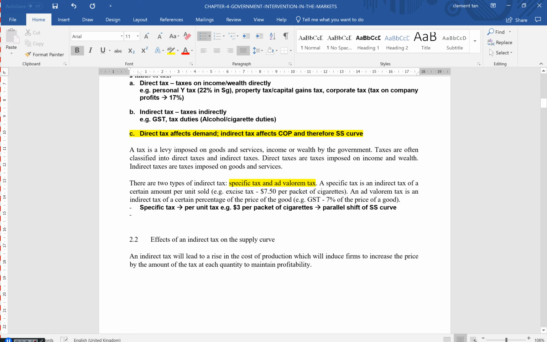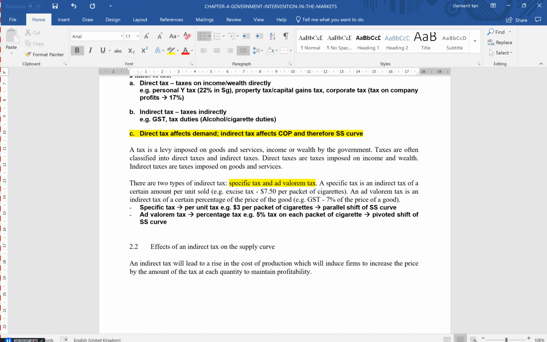The other one is called ad valorem tax. This is a percentage tax. So for example, we put a 5% tax on each packet of cigarettes. Percentage tax, 5%. So this one will lead to a pivoted shift of your supply curve. Later I will show you.